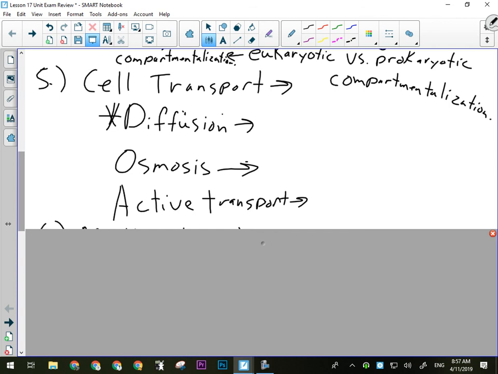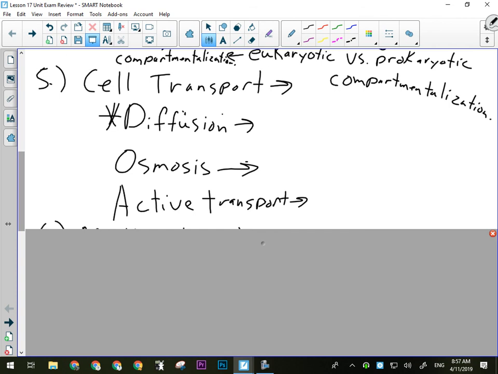All right, and then the last of the big three is active transport. The defining characteristic of active transport is that it is active. It uses energy. It's pumping things across the membrane in the opposite direction that they would naturally go. It can make the concentration on one side higher than the other by using energy to pump things across the membrane.